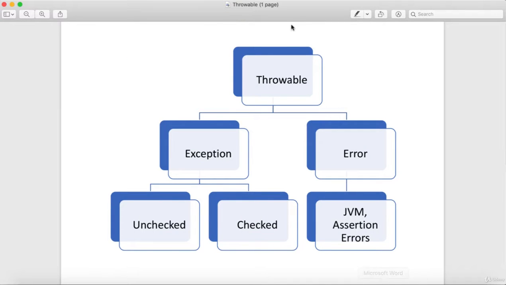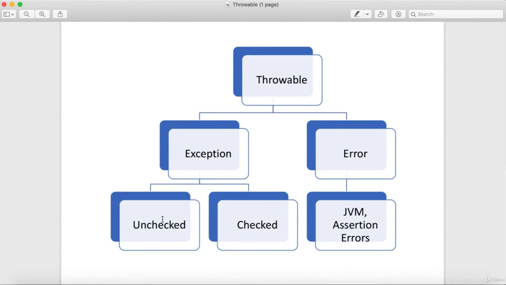If you look at the diagram, Throwable is the superclass for both Exception and Error. And Exception is further classified into two types. There can be an unchecked exception and there can be a checked exception. And inside the Error, as we saw, it is a situation which generally cannot be recovered.